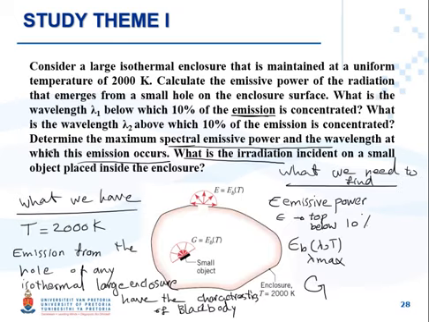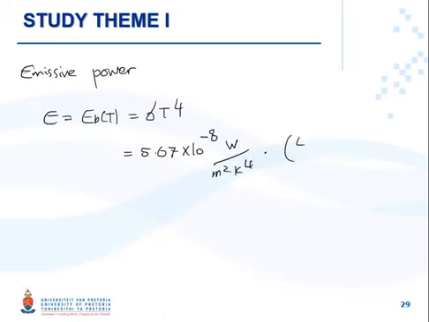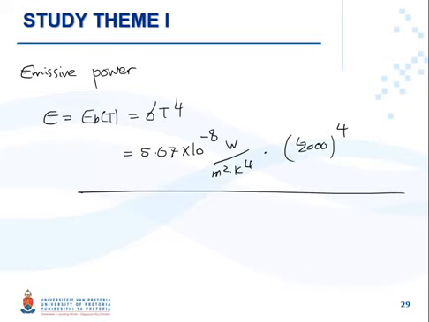Sorry, let me see what temperature that was. Yeah, 2000. So 1000 to the power of 4. You see, it was easy, looked difficult, but it was not. Why? Because of paying attention to what we have and all the definition of black body.